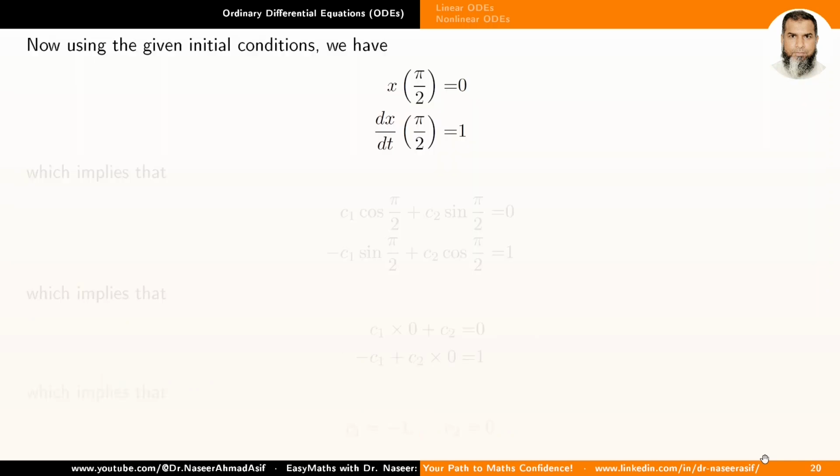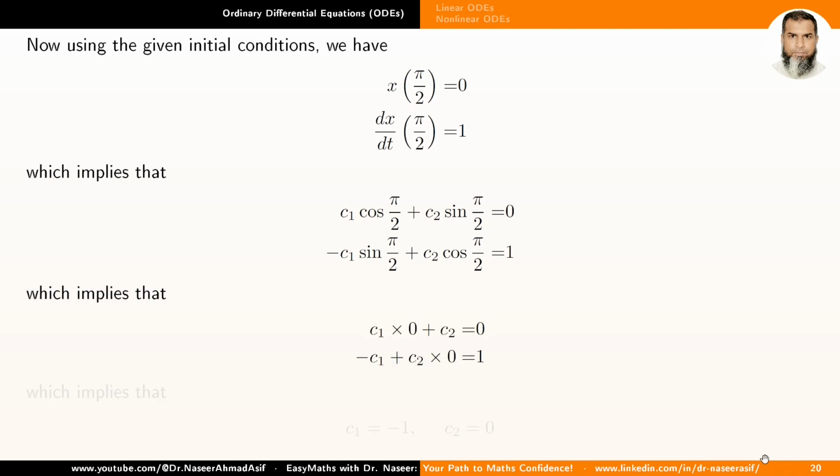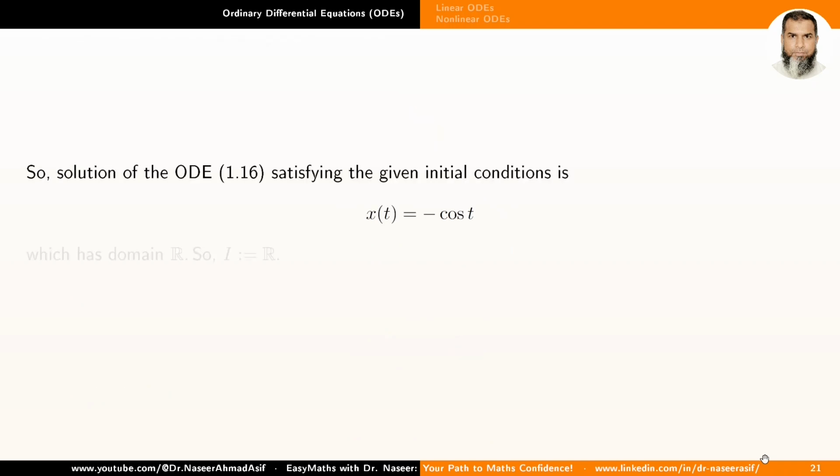Now, using the given initial conditions x of pi by 2 is 0 and dx/dt of pi by 2 is equal to 1, we have c1 cosine of pi by 2 plus c2 sin pi by 2 is equal to 0, minus c1 sin pi by 2 plus c2 cosine pi by 2 is equal to 1. So we have c1 into 0 plus c2 is equal to 0, minus c1 plus c2 into 0 is equal to 1. So c1 is minus 1, c2 is equal to 0. So the solution of the ODE 1.16 satisfying the given initial condition is x of t is equal to minus cosine t. This function has domain R, so I is equal to R.